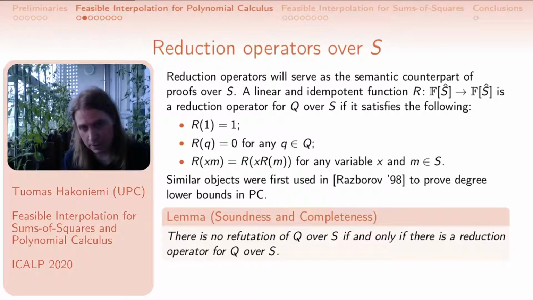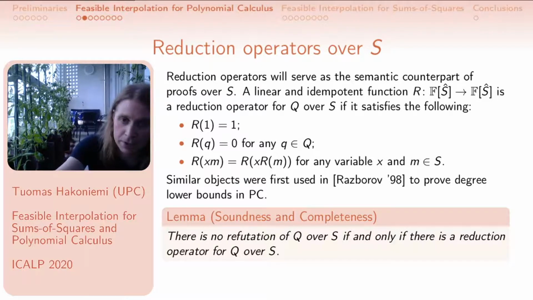We have the following soundness and completeness theorem for these operators. There is no refutation of Q over S if and only if there is a reduction operator for Q over S. So in proving lower bounds, one uses the soundness property: one constructs a reduction operator that shows that there is no refutation. We will, however, argue the opposite way, from the non-existence of a reduction operator towards the existence of a refutation.